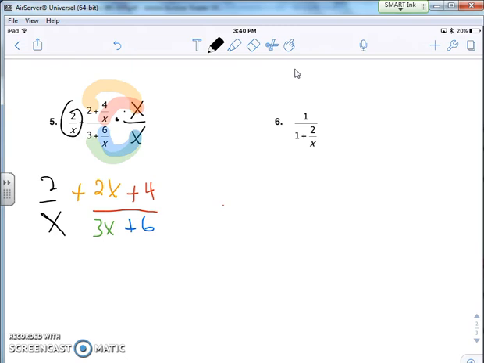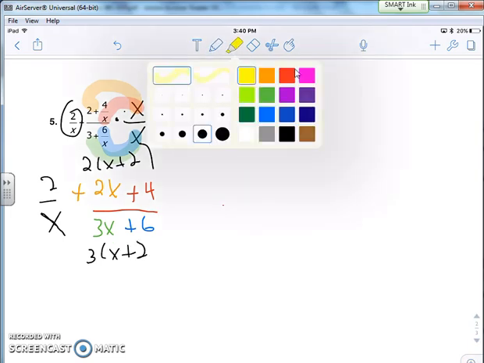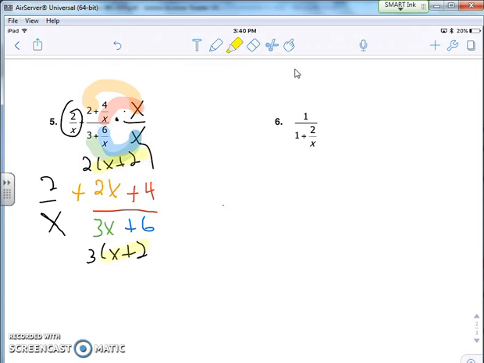So what I notice about this is it looks like we have things that can factor. So the numerator factors to 2 times the quantity x plus 2. The denominator factors to 3 times the quantity x plus 2. And good news, those x plus 2's reduce out. So now I'm left with 2 over x plus 2 over 3.